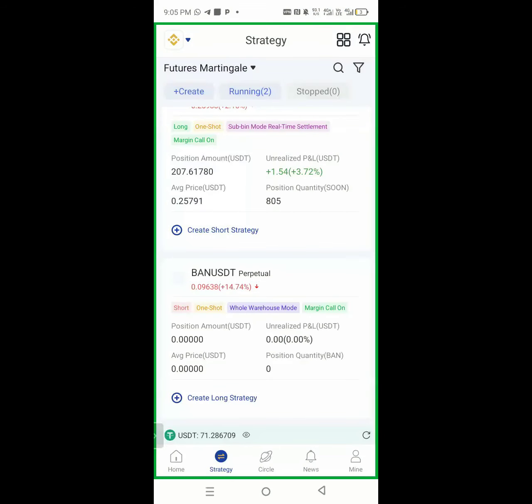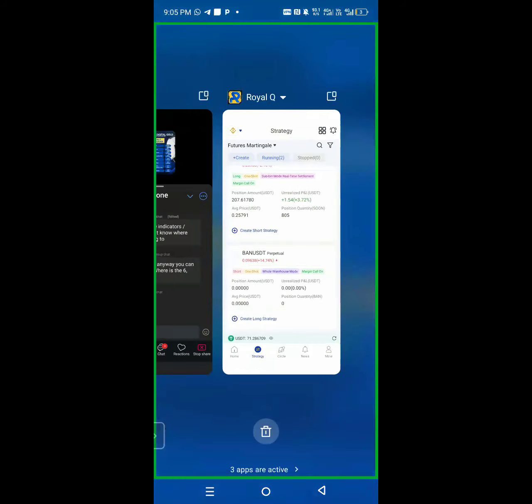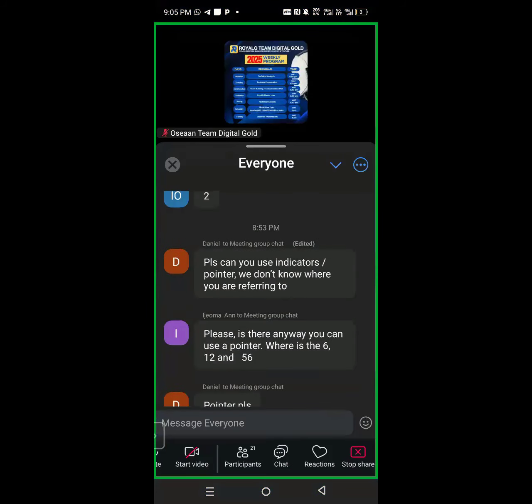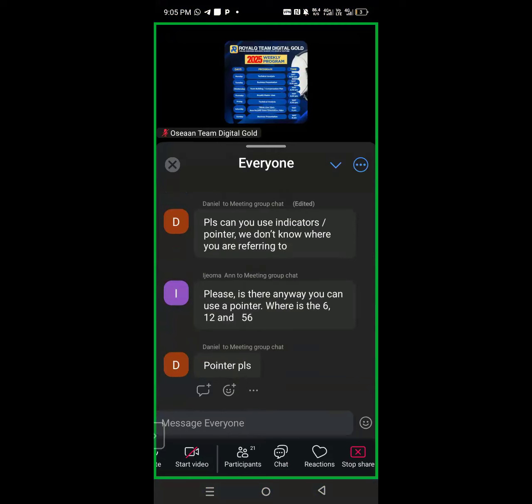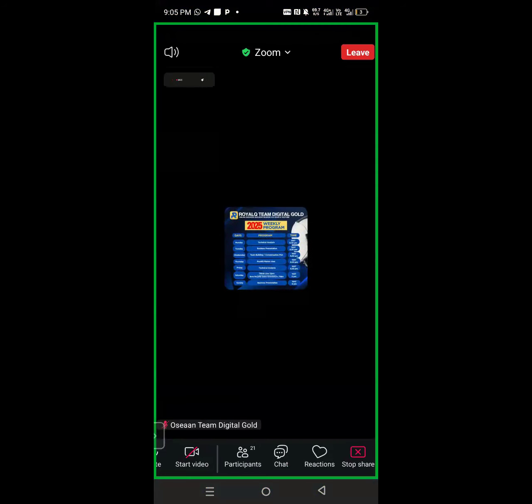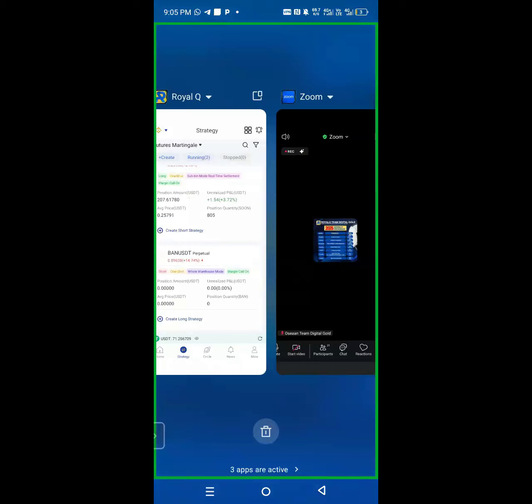So is there any other question? Okay, Ijomas said, please, is there any way you can use a pointer? Where is the 6, 12, and 24? Okay, I've just used the pointer now. So is there any other question?